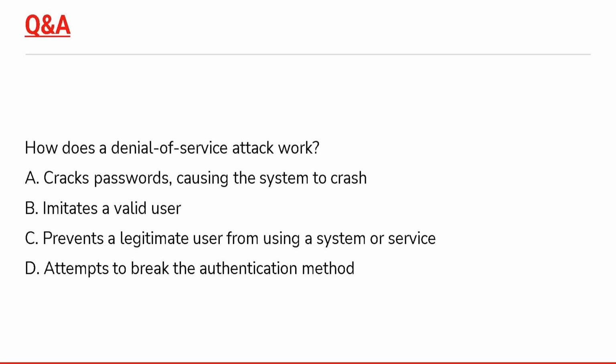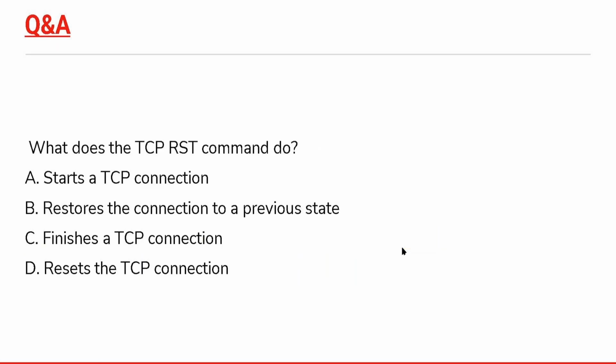See guys, in a DoS attack, the attacker sends a load of requests, and due to that our server is overwhelmed by all those requests. In the meantime, if any legitimate user asks for any sort of services from that system, at that time the server won't be able to provide its services. So the correct answer for that is option C, prevents a legitimate user from using a system or the service. Then what do you guys think about this one?